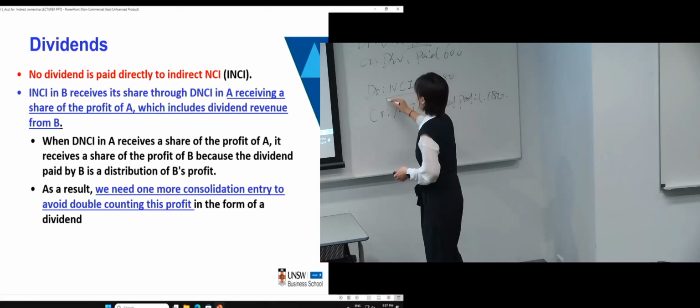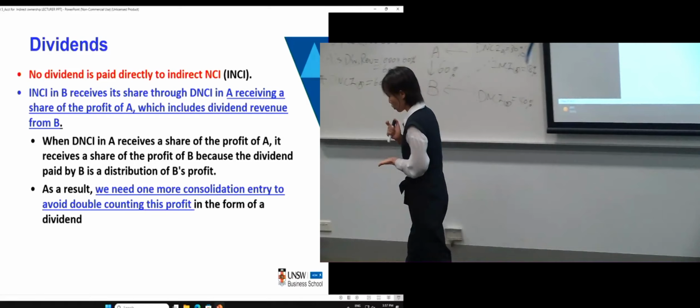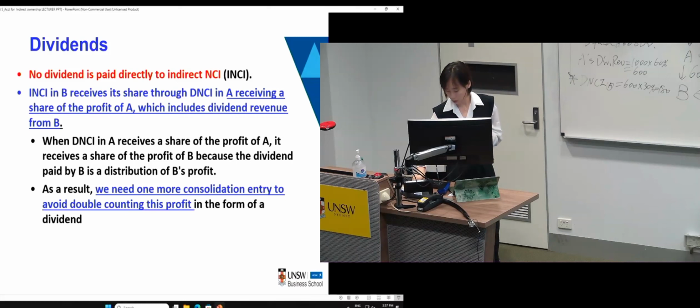So simply just eliminate the intra-group dividend revenue first and then adjust NCI in A because the intra-group dividend is recorded by A Limited. Make sense? Okay. So take a couple minutes to think about that.